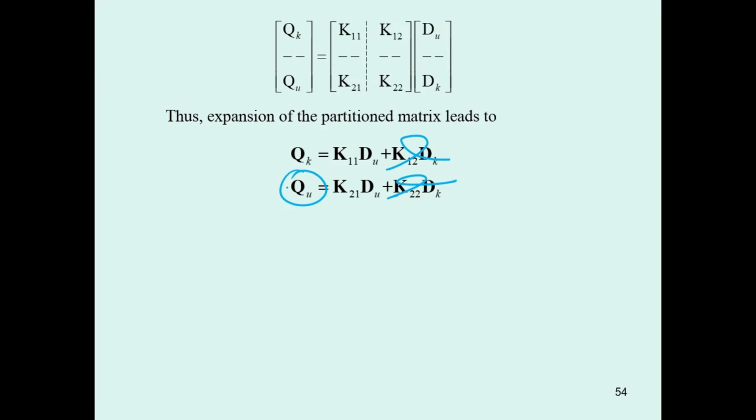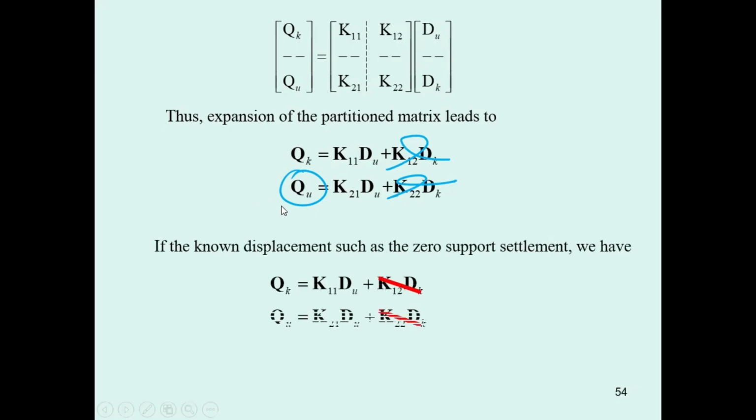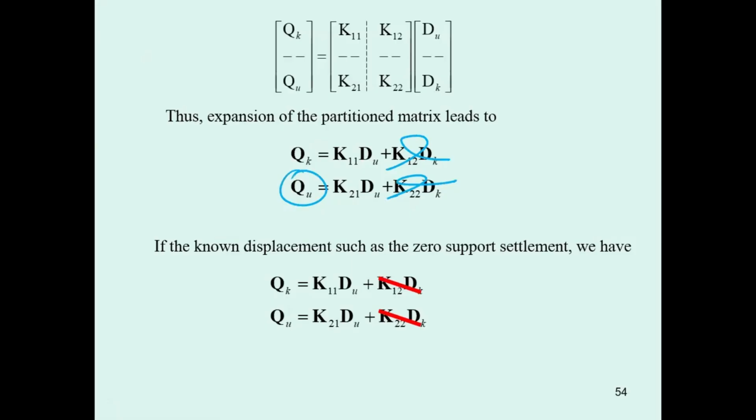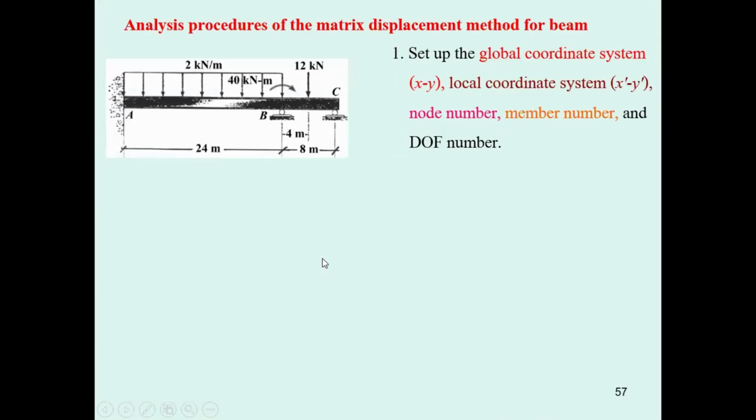But for Q sub U, you have got to take this Q sub U with the fixed end shear and fixed end moment, applied at the node. Okay, and then coming to the beam, let Ajahn start the calculation.